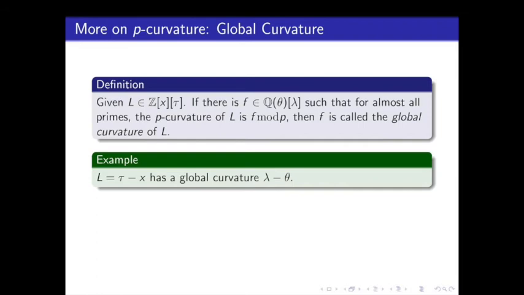Well, remember we have a denominator bound, so we can look at the denominator bound. Hopefully, if the prime is not in the denominator bound, then its p-curvature is the global curvature reduced modulo that prime number. Okay, but I admit that there's also something vague with this definition.